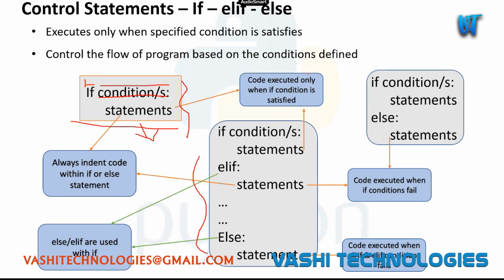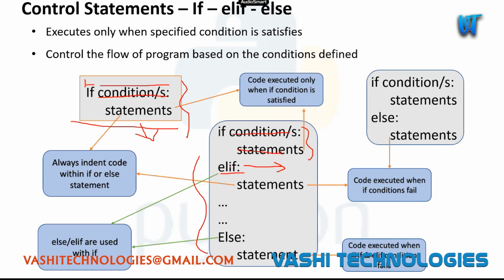Code is executed only when the condition is satisfied. If the condition inside if is not satisfied, then it will check for the second condition, which is defined here. I think we'll be getting one condition here. I forgot to add that. So it will check the elif condition. This if, elif and else is kind of an if else ladder. We'll call this an if else ladder.